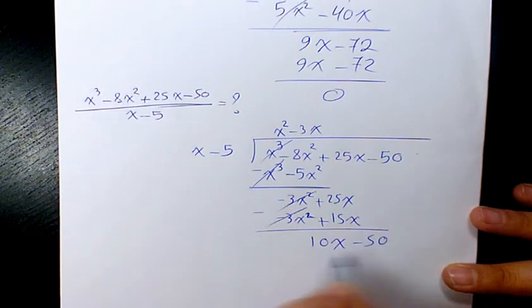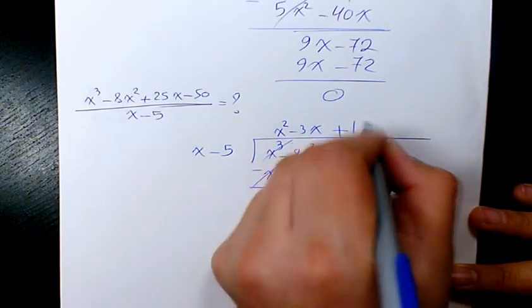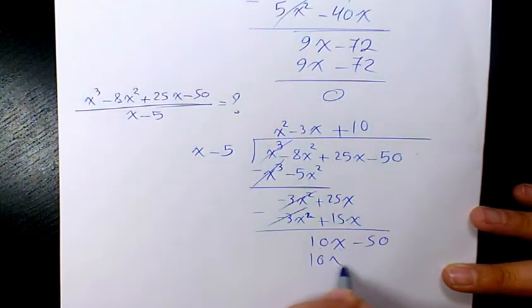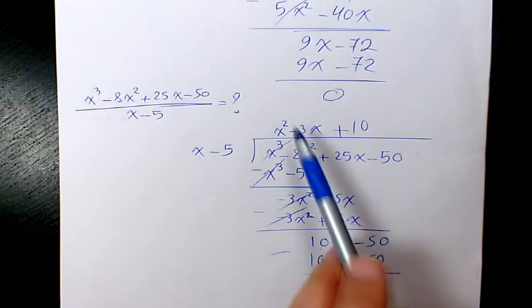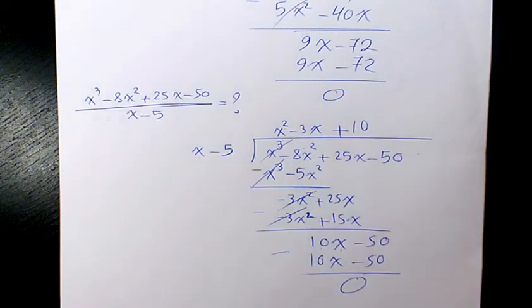Negative 50 down. 10x divided by x, 10. 10 times x, 10x. 10 times negative 5, negative 50. Subtract, it is going to be 0. x squared minus 3x plus 10 is going to be the quotient.